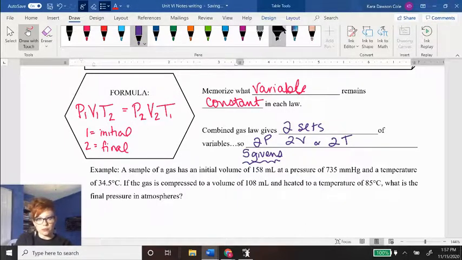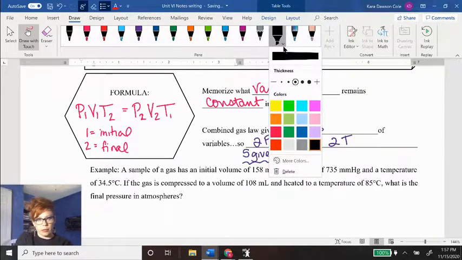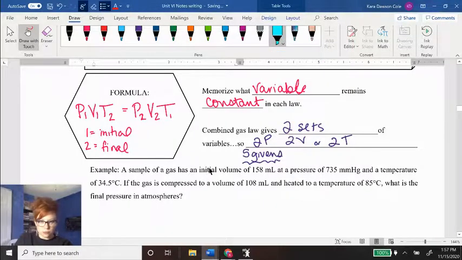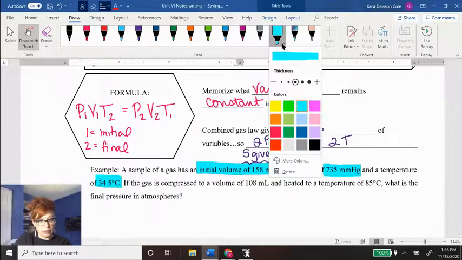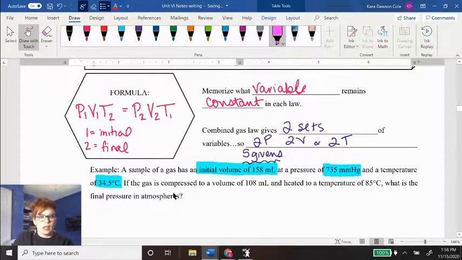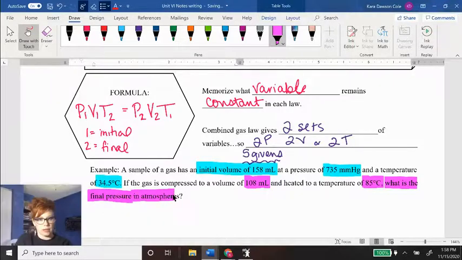So let's look at a problem here. I'm going to highlight all of the different variables in 2 different colors. This bright blue color will be my initial, and then I will highlight in pink for the final. A sample of a gas has an initial volume of 158 milliliters at a pressure of 735 millimeters of mercury and a temperature of 34.5 degrees Celsius. That is all my initial information. If the gas is compressed to a volume of 108 milliliters and heated to a temperature of 85 degrees Celsius, what is the final pressure in atmospheres?